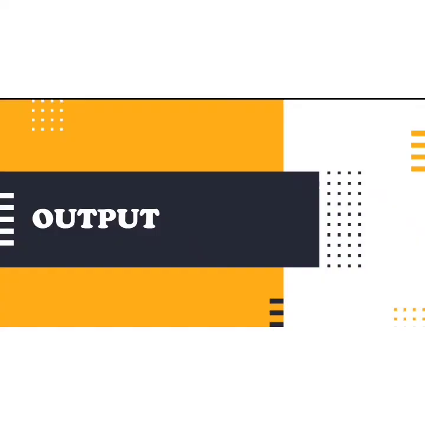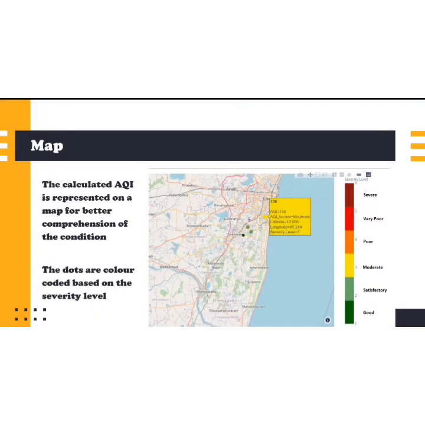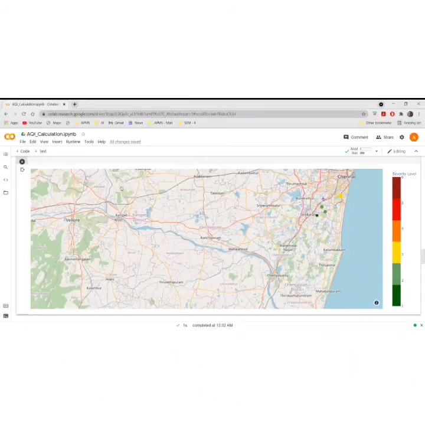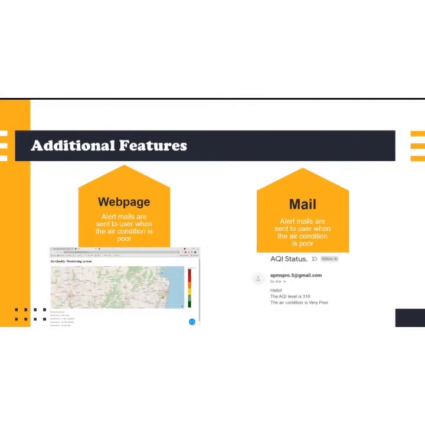Output of our project. After calculating the AQI and the severity levels, the output data is visually represented in the form of color-coded maps. Here, the AQI values are projected on an OpenStreetMap and are color-coded based on their severity levels. This is the map generated at the Colab, and these are the calculated AQI values by the units deployed at these regions. Some of the additional features that are developed as part of our project are a web page and a system that sends mail.